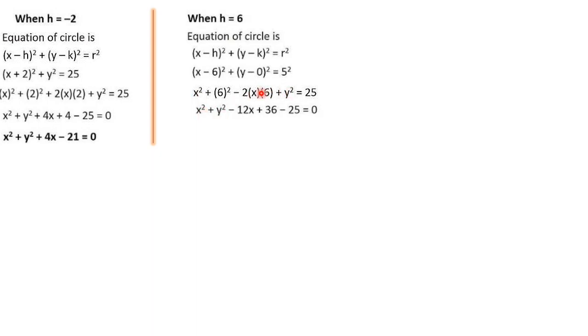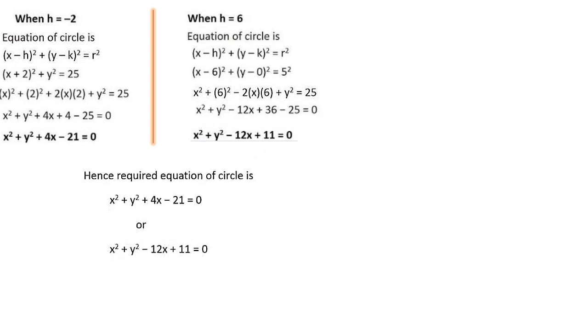Then x square plus y square, then 6 into 2 is 12, so minus 12x, and 6 square is 36. This 25 we bring to the left side, minus 25 equal to 0. All are the same process, only arranging the terms. Once you learn it, it is the same for all steps and all conditions. Then x square plus y square minus 12x, 36 minus 25 is 11, plus 11 equal to 0. So these are the two equations.